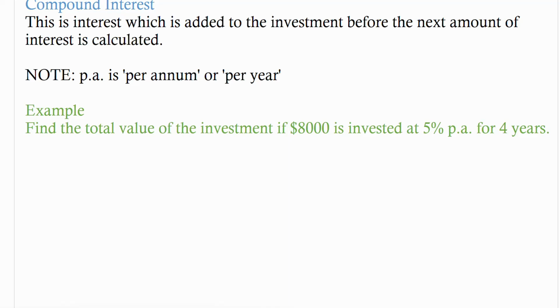Now, it's important to note, sometimes you'll see something such as P.A. after a percentage. This is known as per annum, or in simpler terms, it just means per year. It's the interest rate every year. So we're going to use this repeated product concept to find the total value of an investment over time.